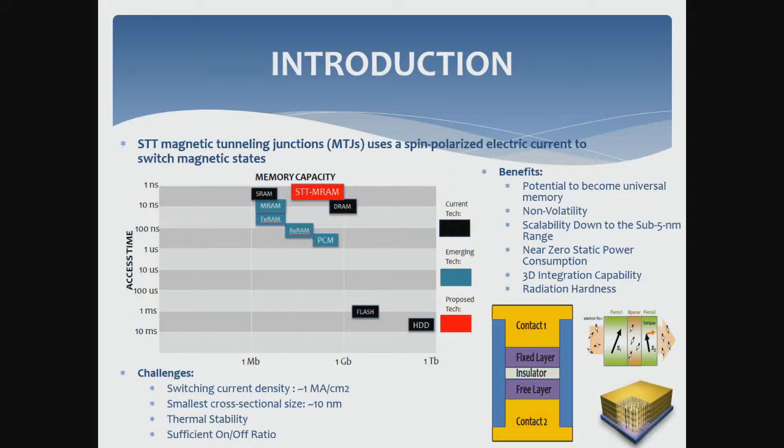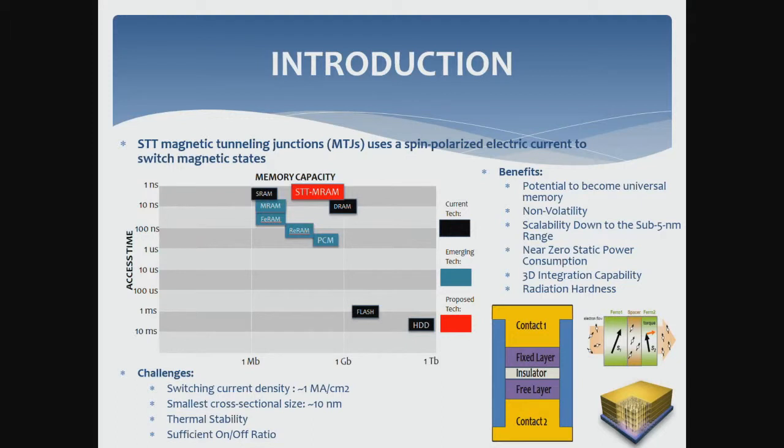Further benefits from this technology are 3D integration capability, because of certain fabrication processes, and of course its radiation hardness. An STT-based device comprises two magnetic films, one fixed and one free, with different magnetic coercivities, separated by a thin oxide film.